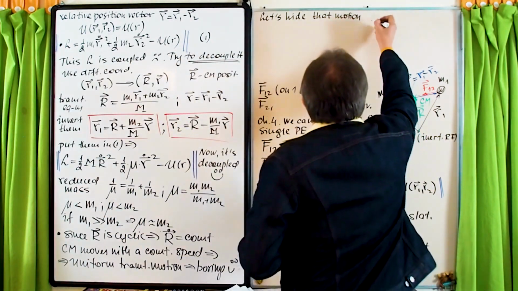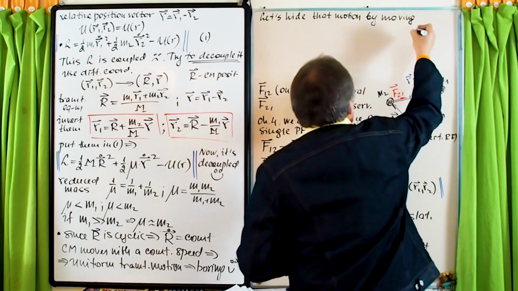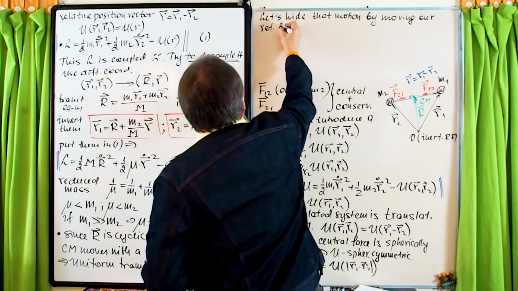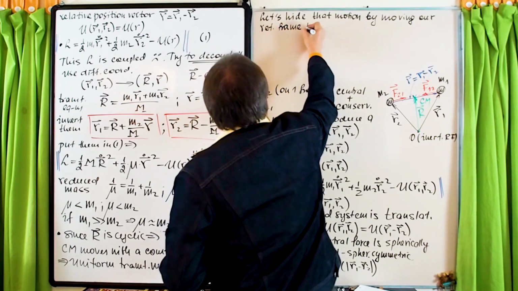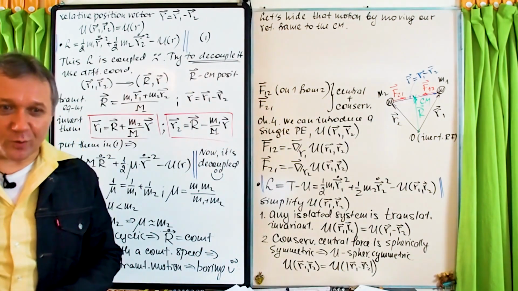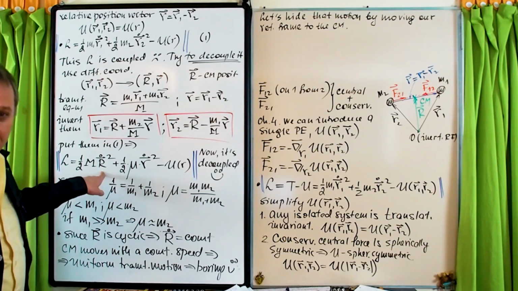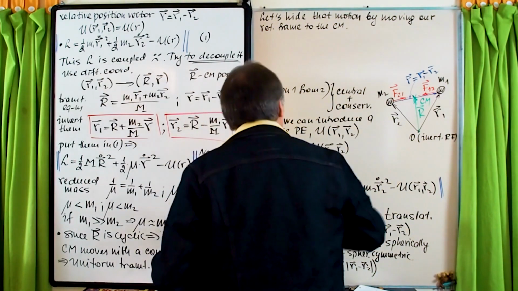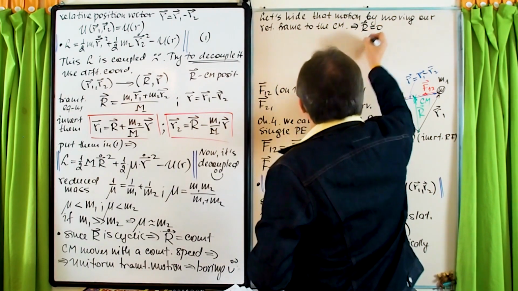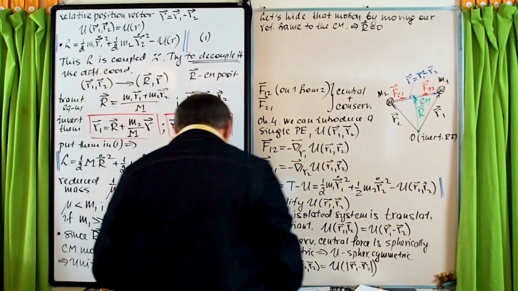Let's hide by moving our reference frame to the center of mass point. Okay? So as a result, this term disappears. As a result, r dot will be, of course, 0. So r dot becomes 0. So now we will have simplified version of the Lagrangian.